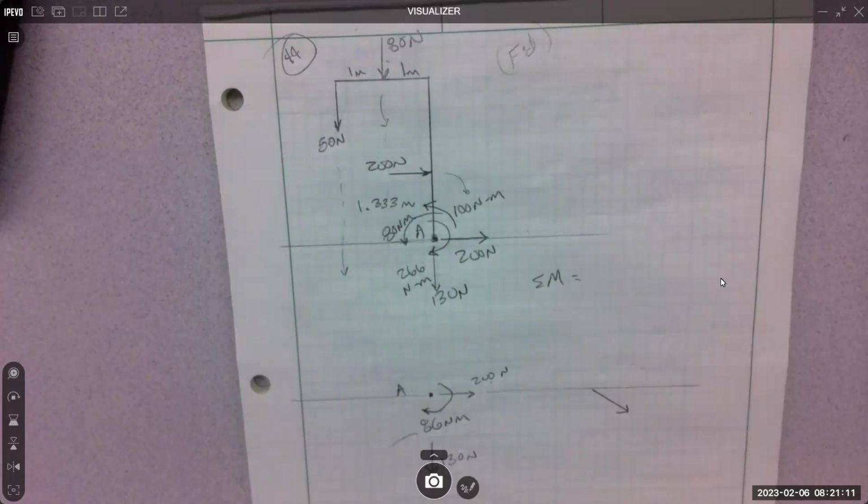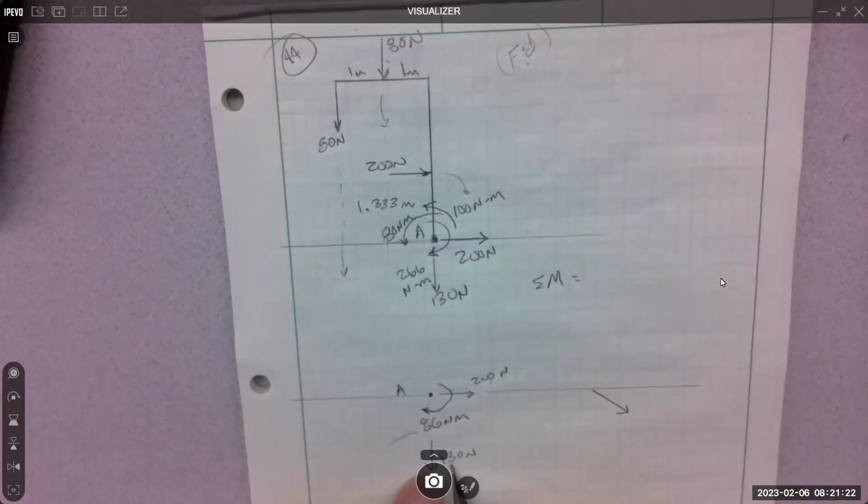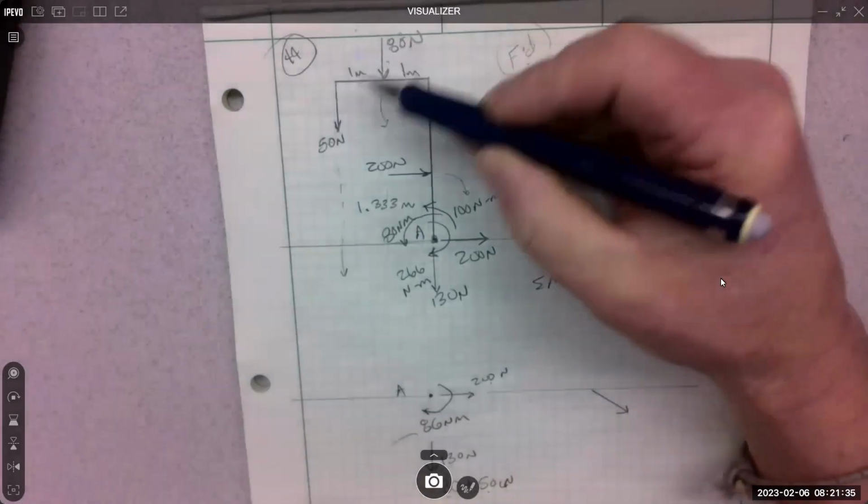Okay. You did 50 times 2. That was for the moment. Ooh, different thing. That's a moment. Remember, moments are force times distance. But this is not a moment. This is 80 plus 50 newtons. This is just adding two forces together, right? 80 and 50.